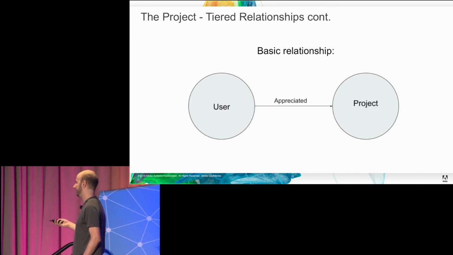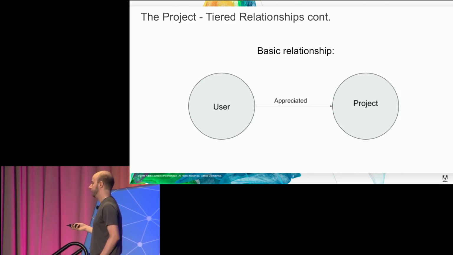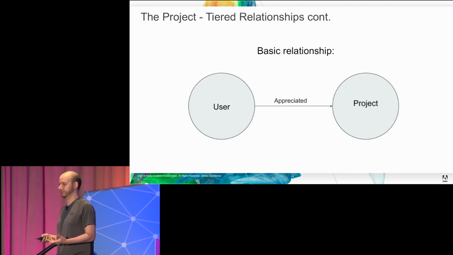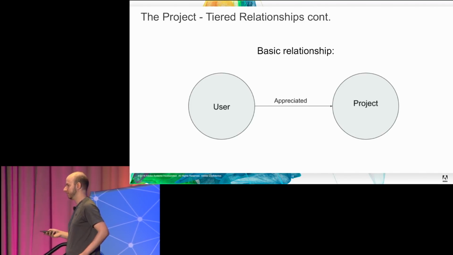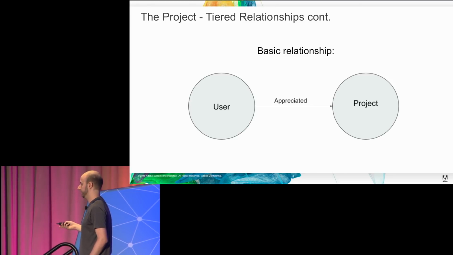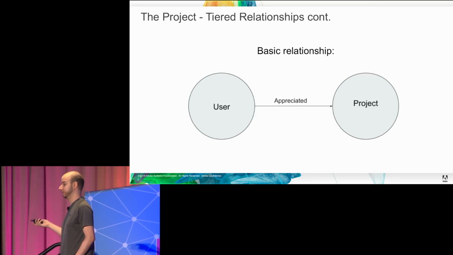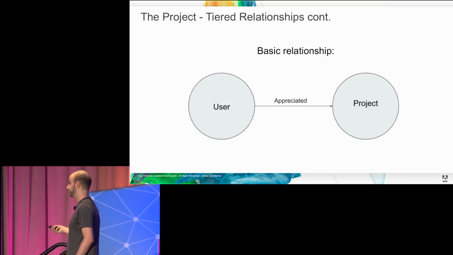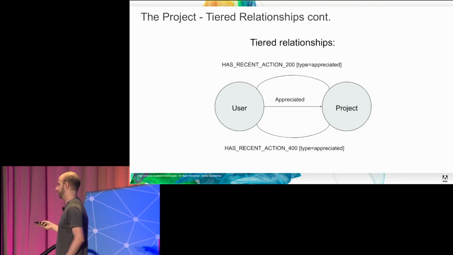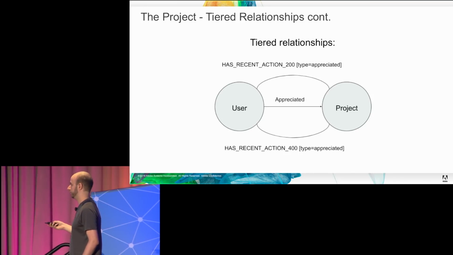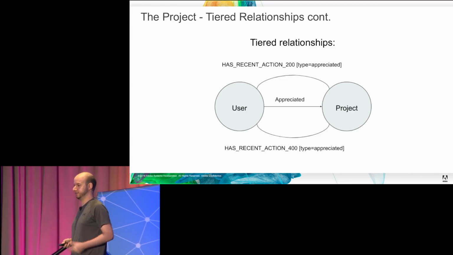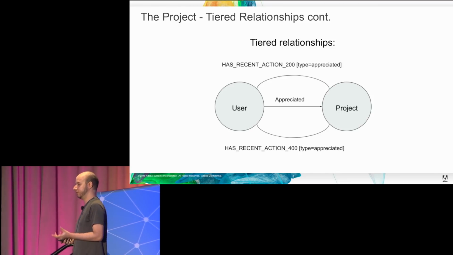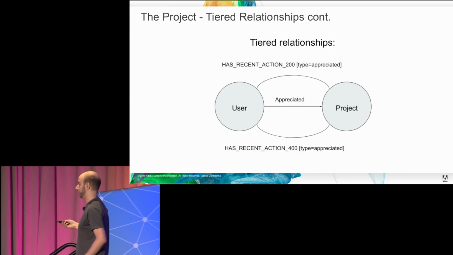So this is a very obvious basic relationship. On Behance, we have an action called appreciated. That's like when you like someone's project, pretty much. So this would be a really basic storage of that relationship, a user appreciated a project. And we do use this model. But in addition to that, we use tiered relationships. And this is what I consider tiered. We have a relationship like has recent action 200. What that means is we're storing in that relationship the user's last 200 actions. And we're storing a type of what that action was.